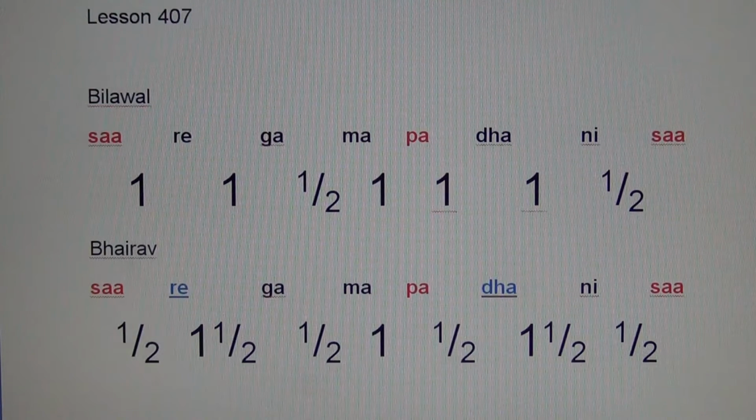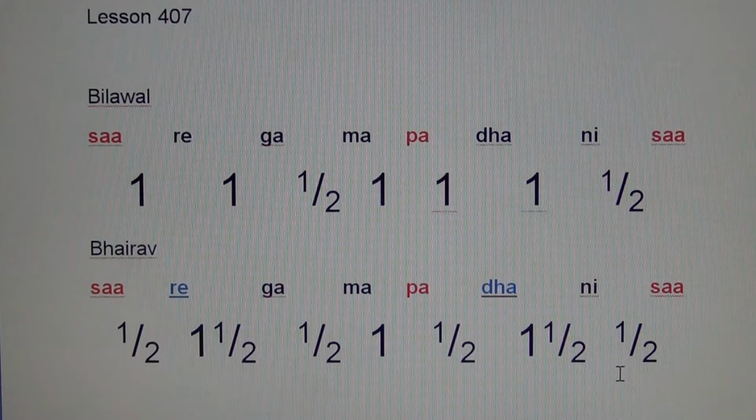So we are going to Bhairav first, and we would see an interval formula of 1/2, 1 1/2, 1/2, 1 in the middle, and then we have 1/2, 1 1/2, 1/2. So it's fairly easy to remember the interval formula. If we remember half, 1 1/2, half, and then there is a 1 in the middle here, and we have half, 1 1/2, half again.